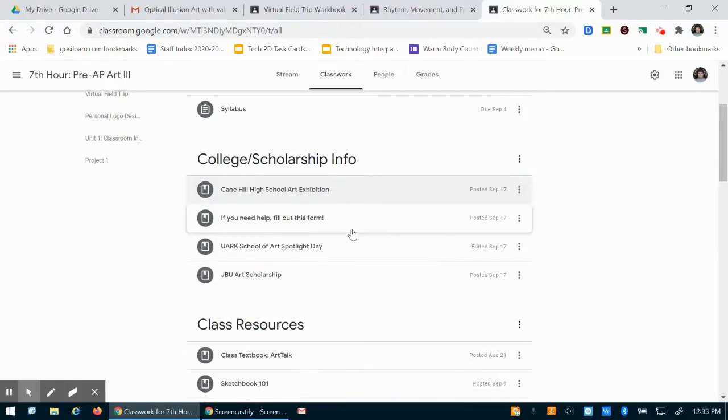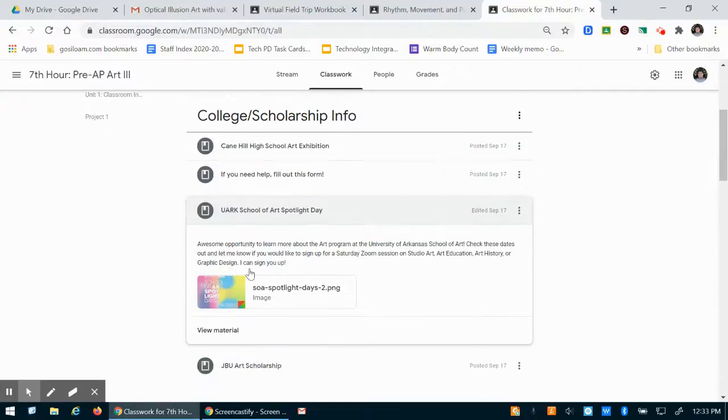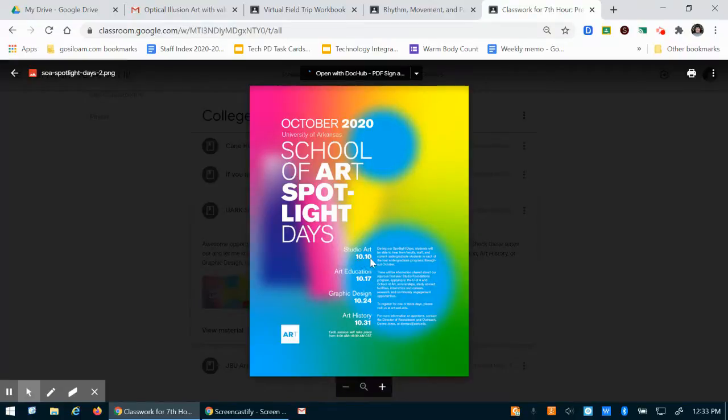So additional to that, if you're interested in this, the University of Arkansas has Senior Spotlight Days on Saturdays now, starting on October 10th.